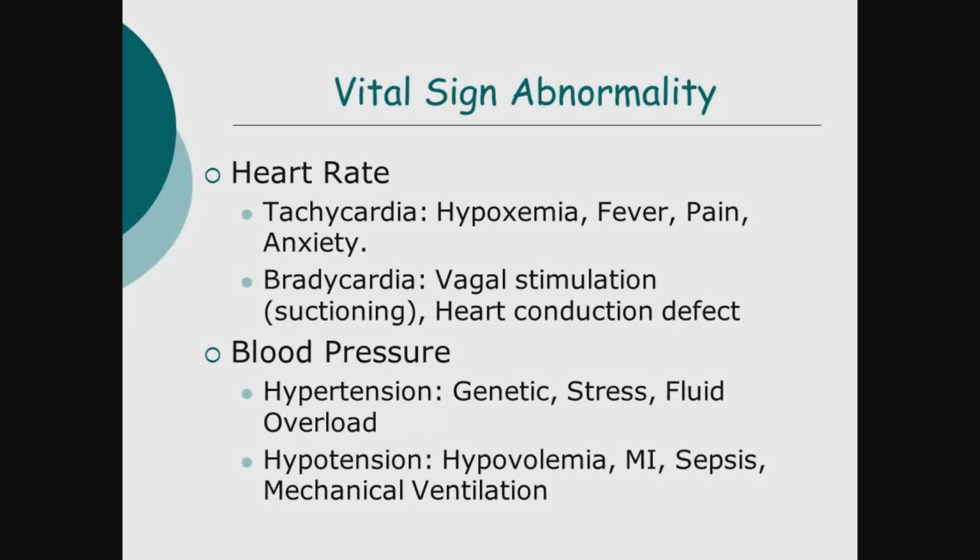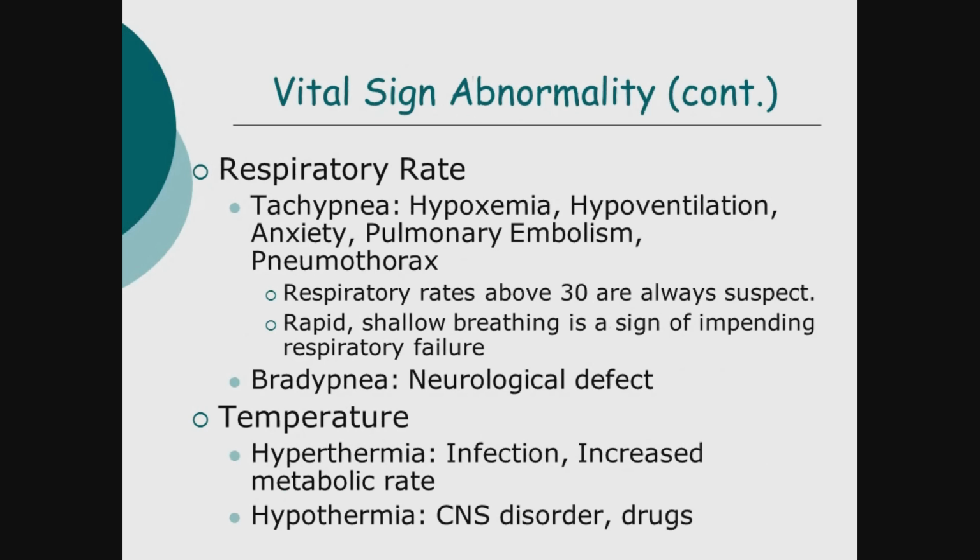High blood pressure can be something that is basically a genetic situation, but certainly stress can lead to an increase in blood pressure also. Hypotension, low blood pressure, assuming that it's not due to hypovolemia, could be due to a bunch of other reasons, one of which is mechanical ventilation. High respiratory rate, again, could have multiple causes. Whenever we get a rate above 30, that should be a warning sign that usually they're breathing in a rapid, shallow pattern, and that's not a good sign as far as impending failure.